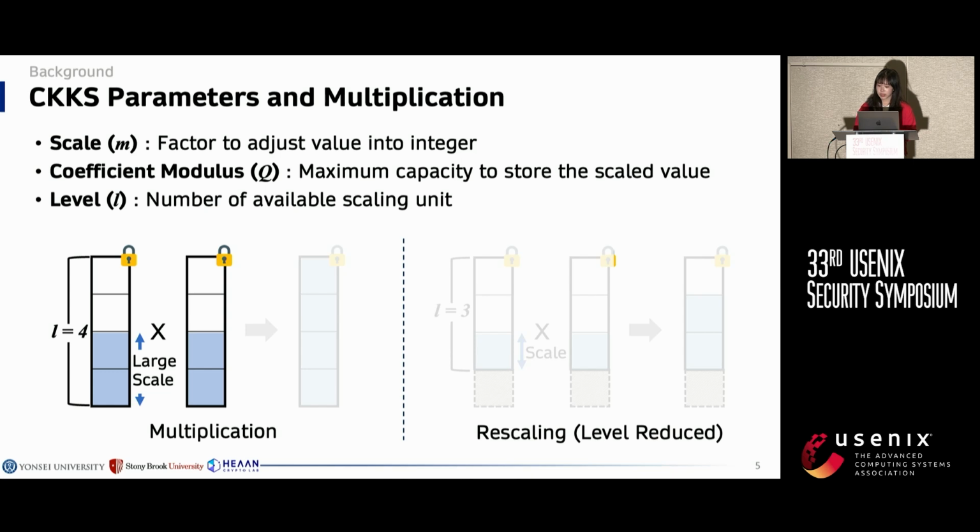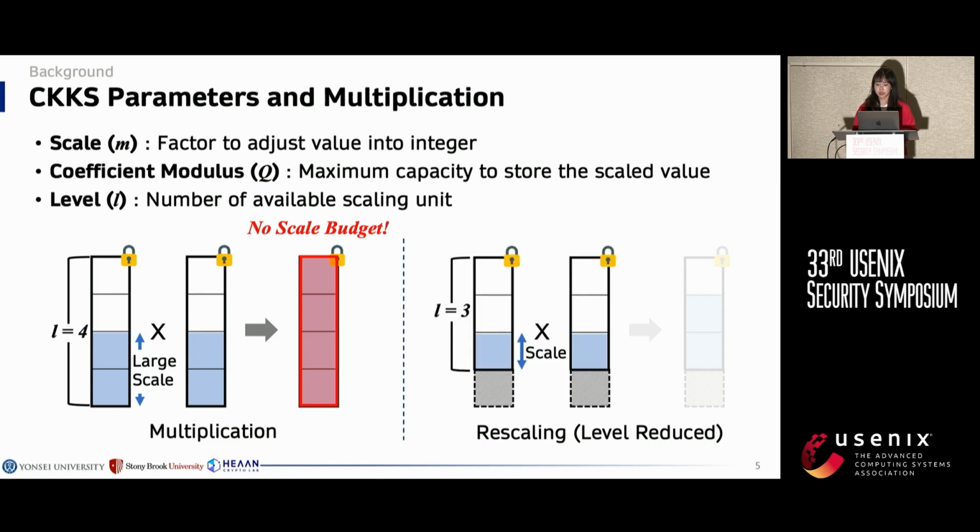Then, let's look at ciphertext multiplication. During multiplication, the scales of the ciphertexts are accumulated into a result scale. If the scales of operands are large, no scale budget is left for the following operations. If the scale exceeds the budget, the result will be corrupted.